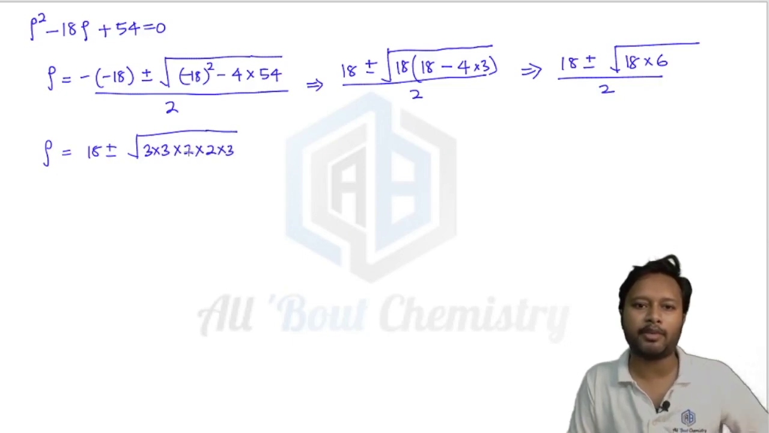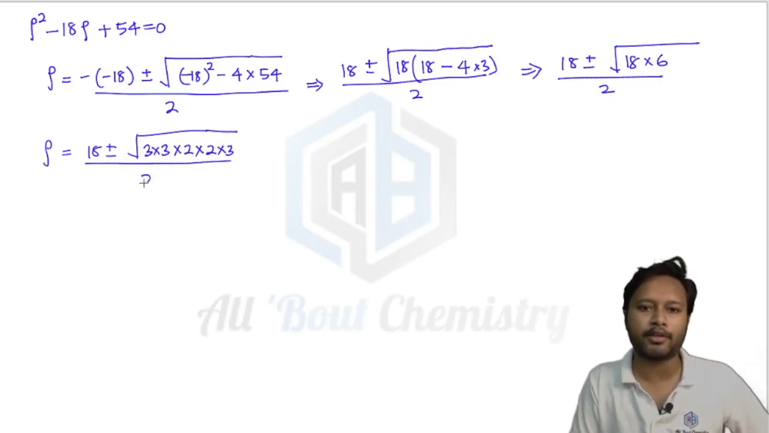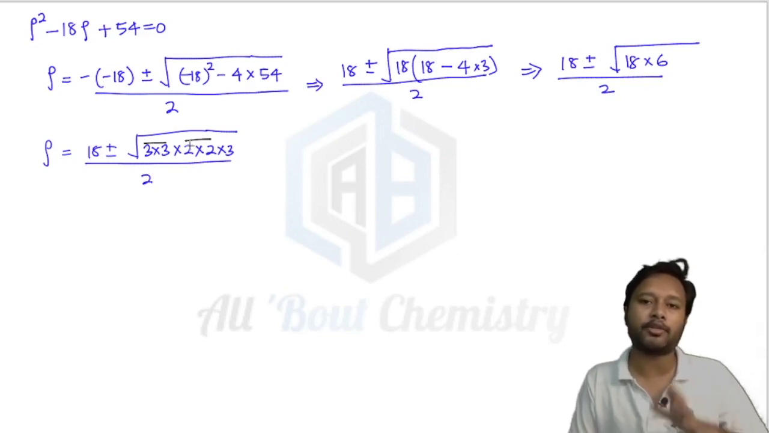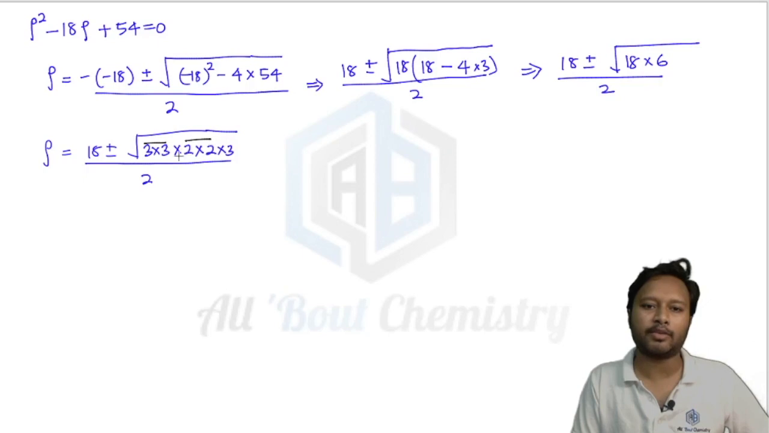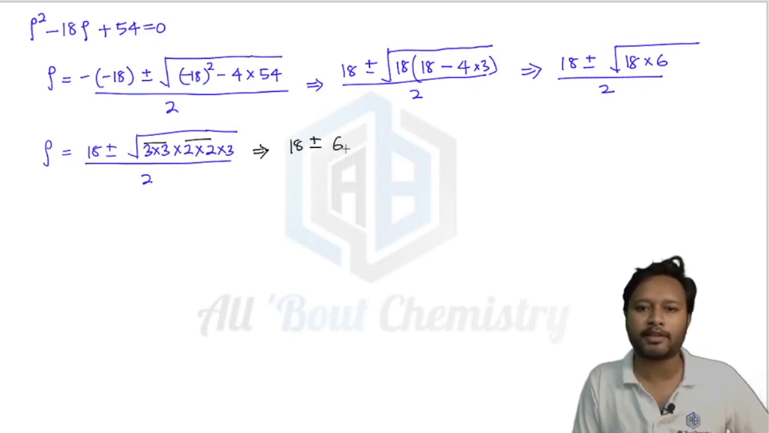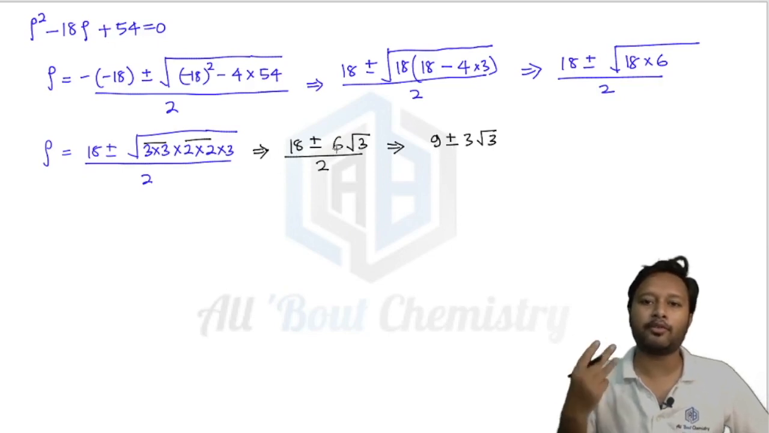Alright. So if you see over here, this is an under root, and the things which can be paired up can be taken outside of it, right. So this 3 and this 2, 3 into 2 is 6, so 6 can be taken outside. So the value of rho will be 18 plus minus 6 under root 3, divided by 2. If I divide everything by 2, I will get the value of rho as 9 plus minus 3 root 3. So this is the value of rho which I have got.